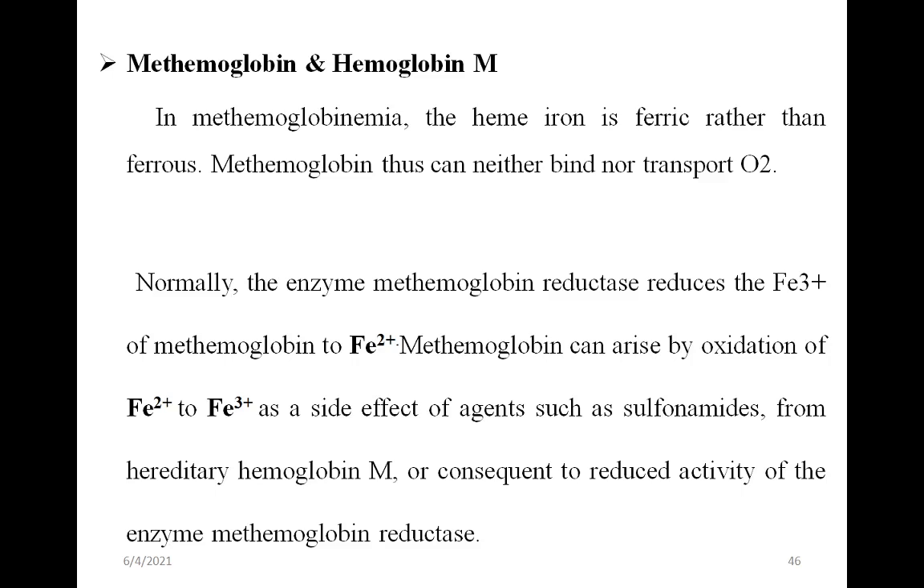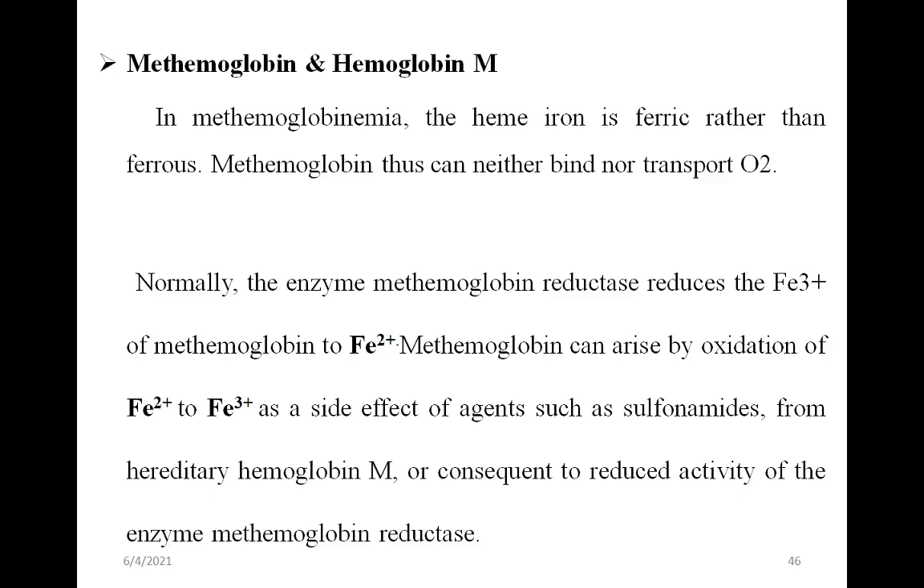sulfa drugs like sulfonamides. These are the sulfa drugs, and from hereditary hemoglobin M, that is due to mutation and consequent reduced activity of the methemoglobin reductase.